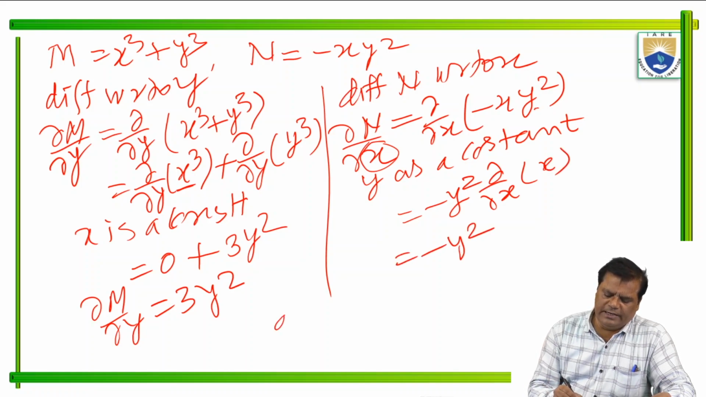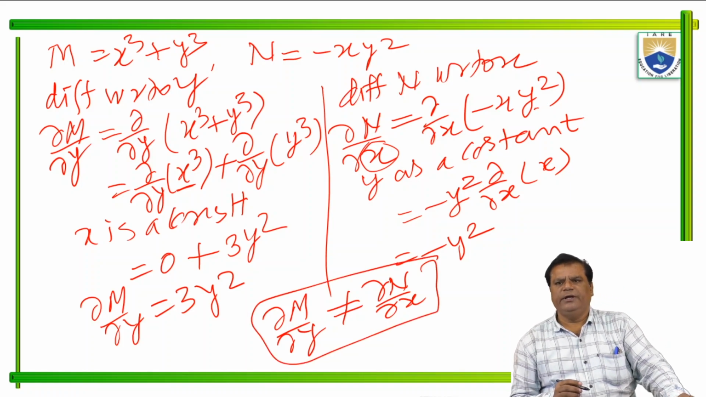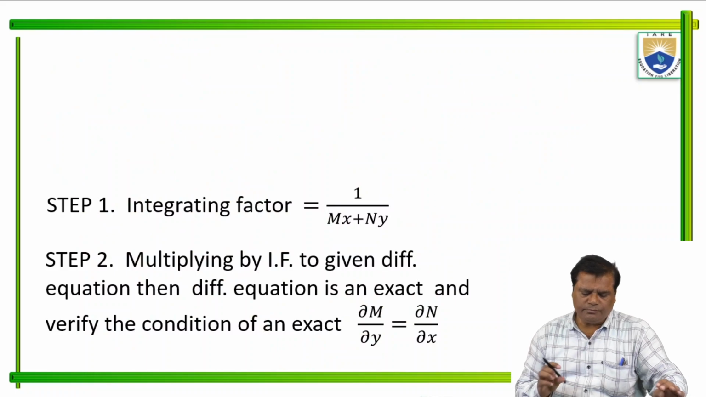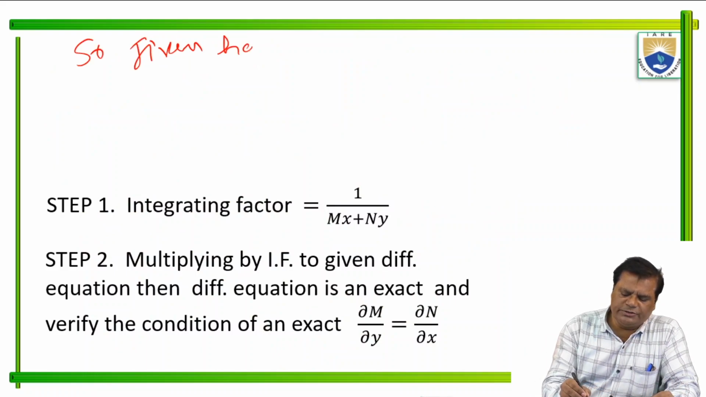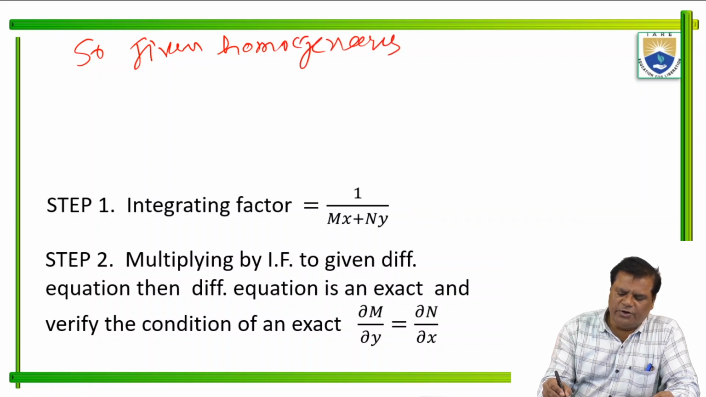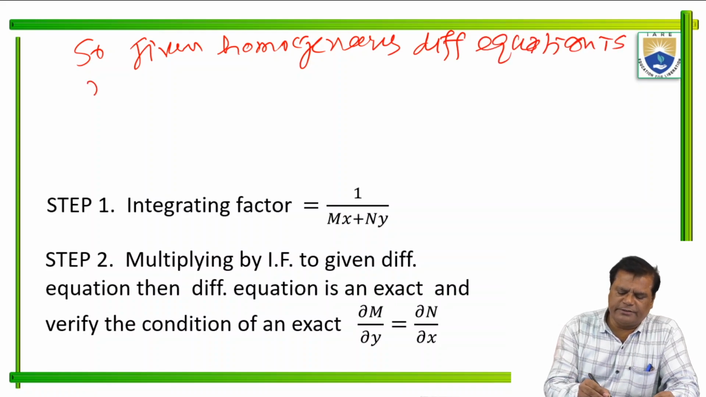So now del M over del y is not equal to del N over del x. So the given homogeneous differential equation is not exact.